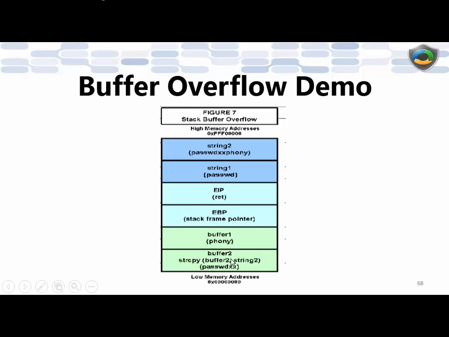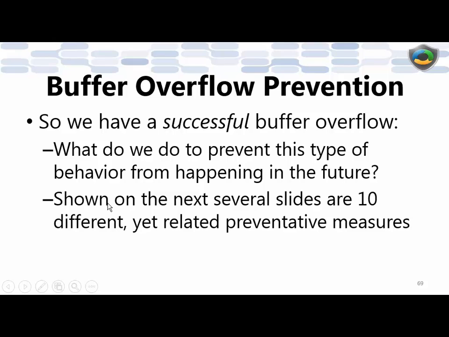This is what they're going to be able to do. So again, working our way up from what we've seen before, we had our text segment, our data segment, we worked our way up to our heap, and eventually to the stack. We have successfully completed a buffer overflow. It didn't seem very hard, so what do we do to prevent this from happening?